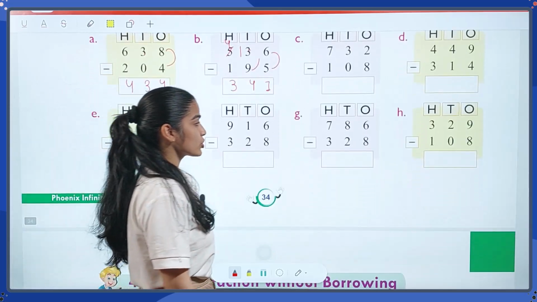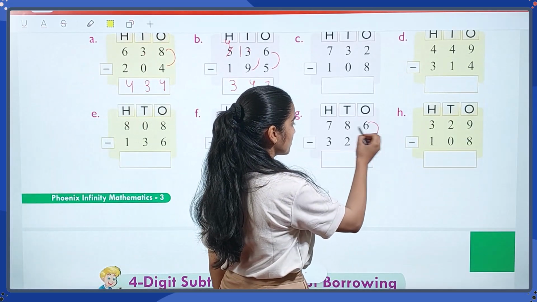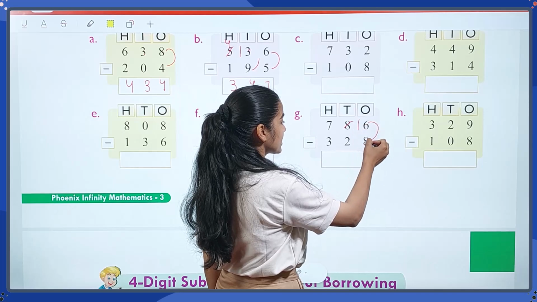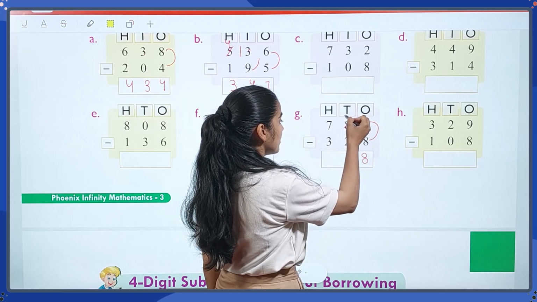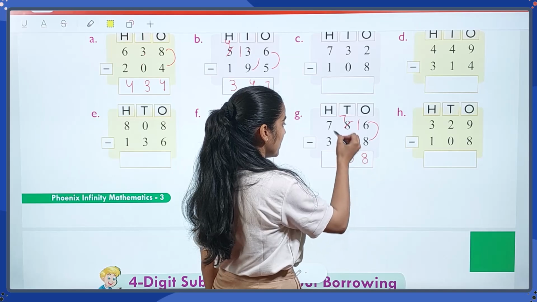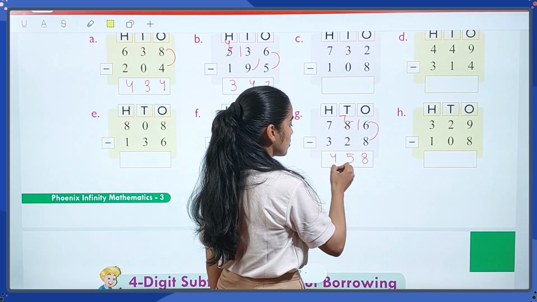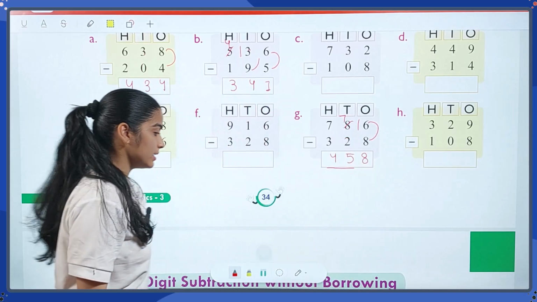Let's do one more question. 6 minus 8, it's not possible. So you have to take a carry. 16 minus 8 is 8. 7 minus 2 is 5. And 7 minus 3 is 4. So 458 is your final answer.